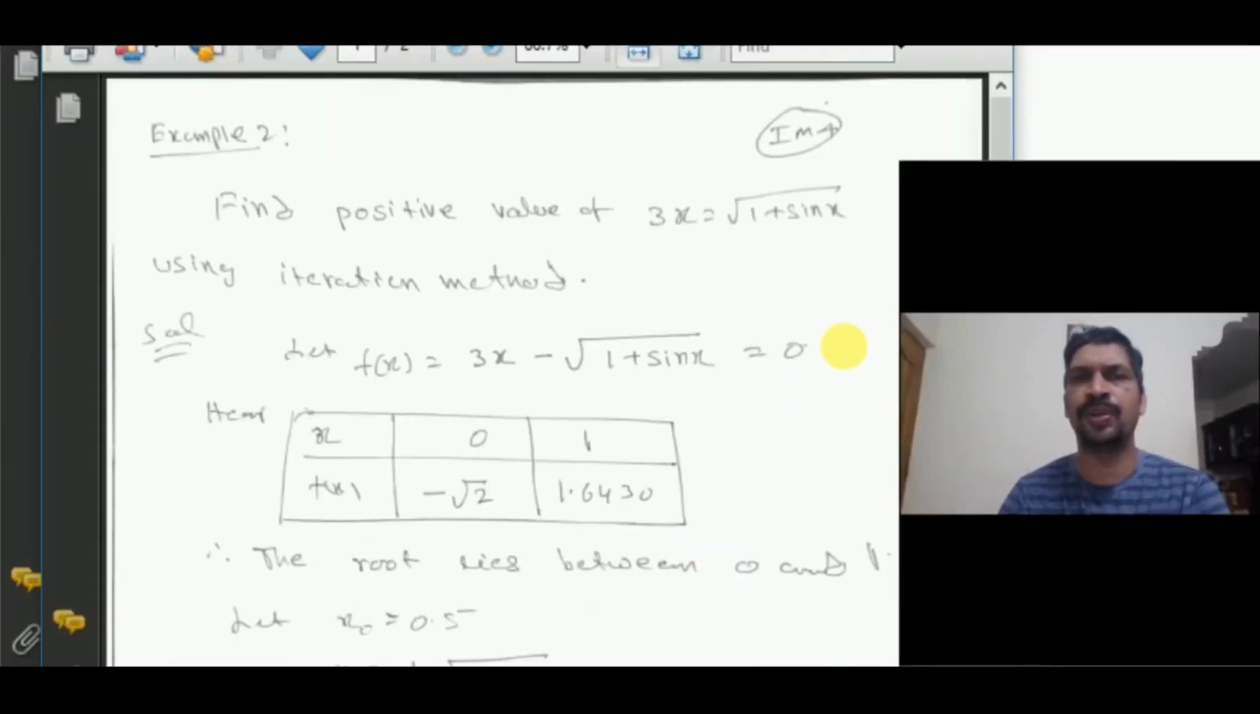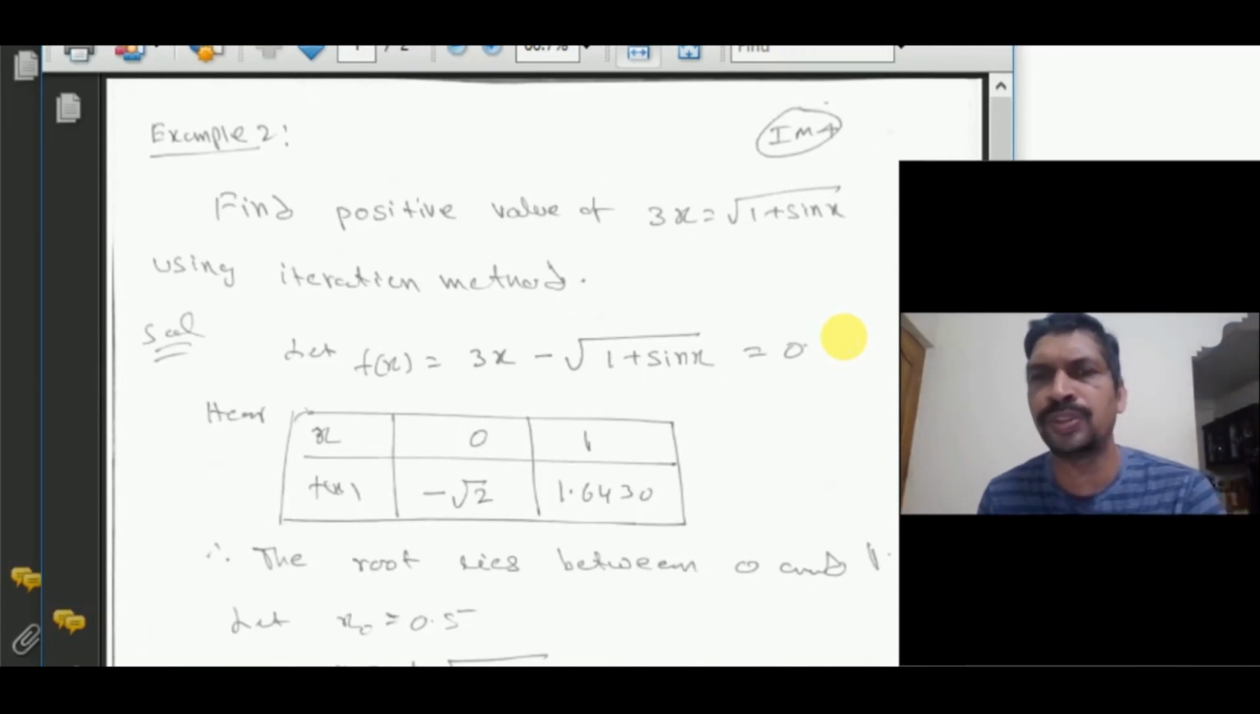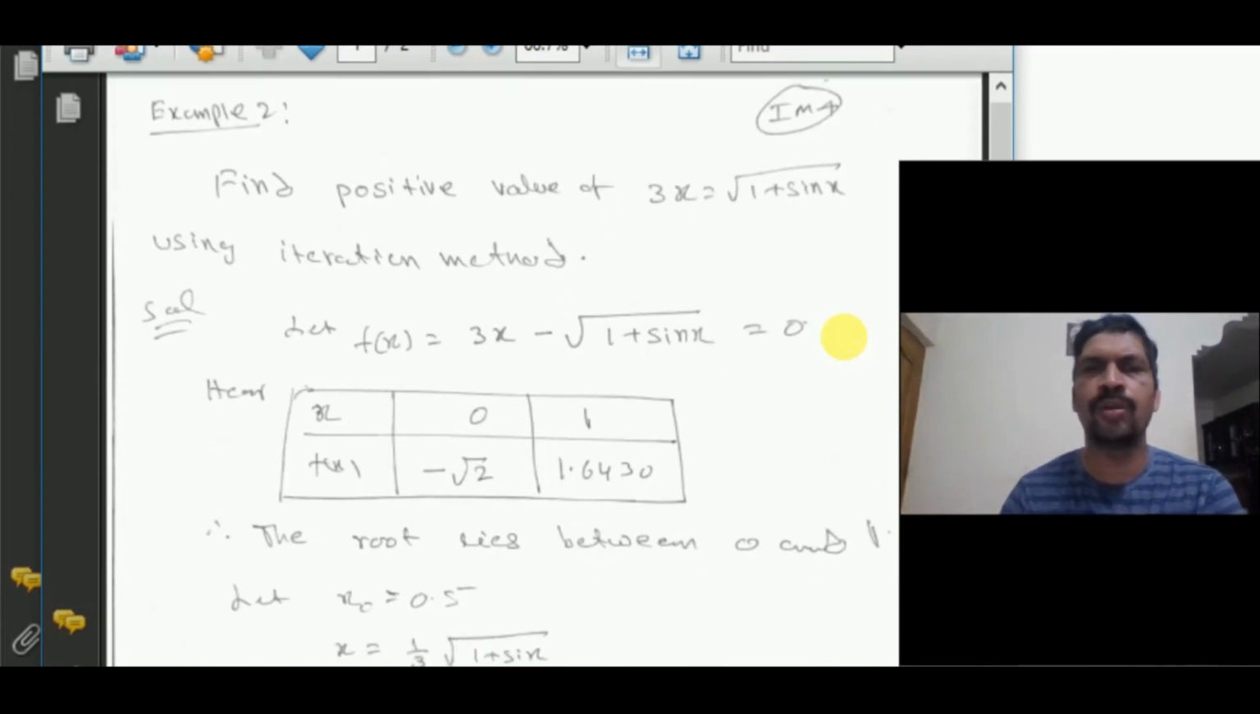Next, example 2. Find the positive root of 3x equal to square root of 1 plus sin x using the iteration method. Let f of x equal 3x minus square root of 1 plus sin x. At x equal to 0 it is negative, minus root 2, and at 1 it is some positive value. So the root lies between 0 and 1. X naught equal to 0.5.